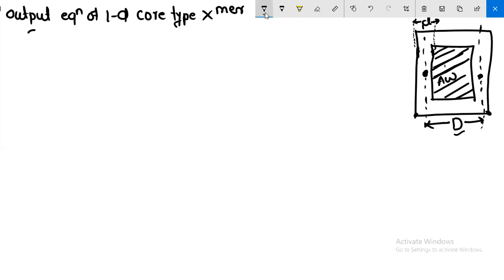Okay, so see, first of all, we will start with the proof of window space factor. So what is that window space factor, which is denoted by the letter KW? So what is that window space factor?